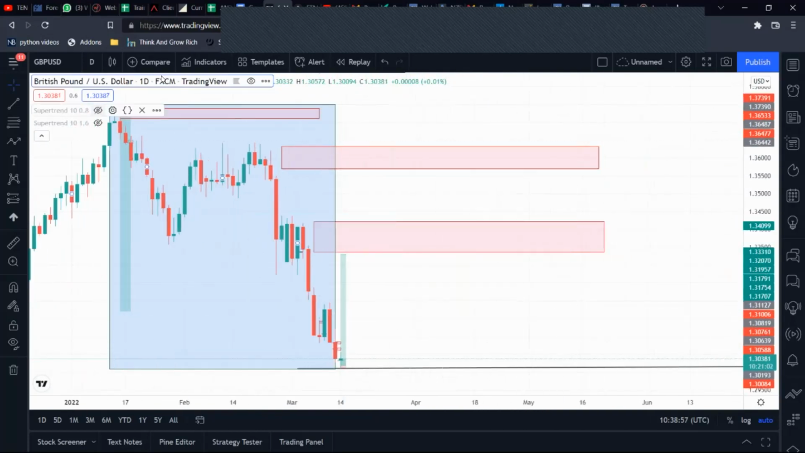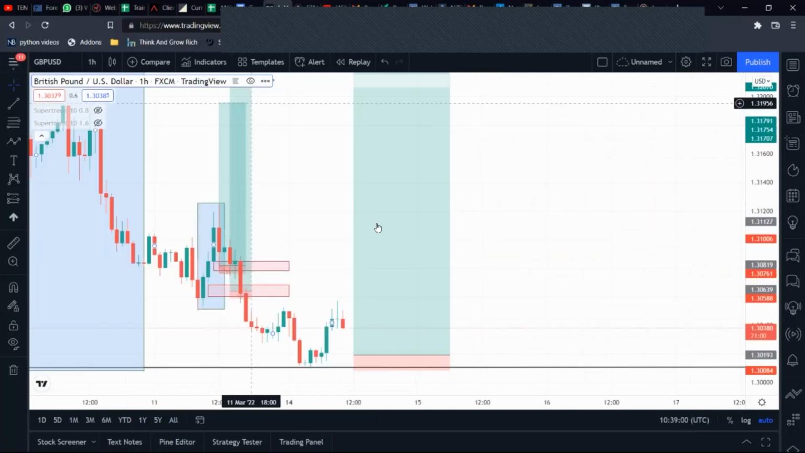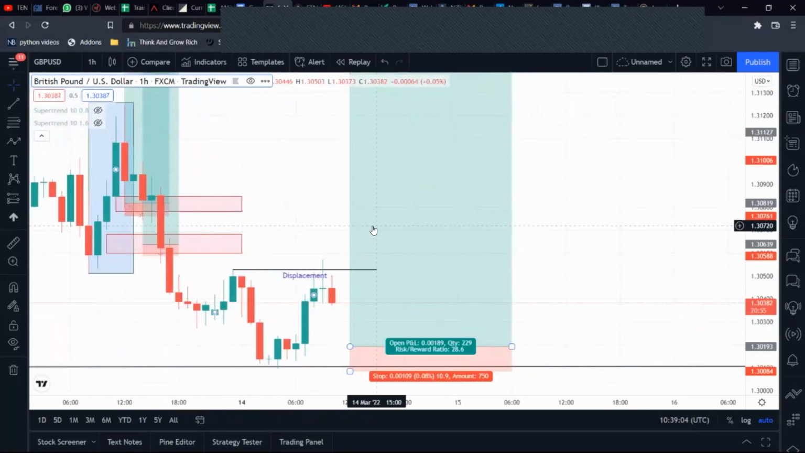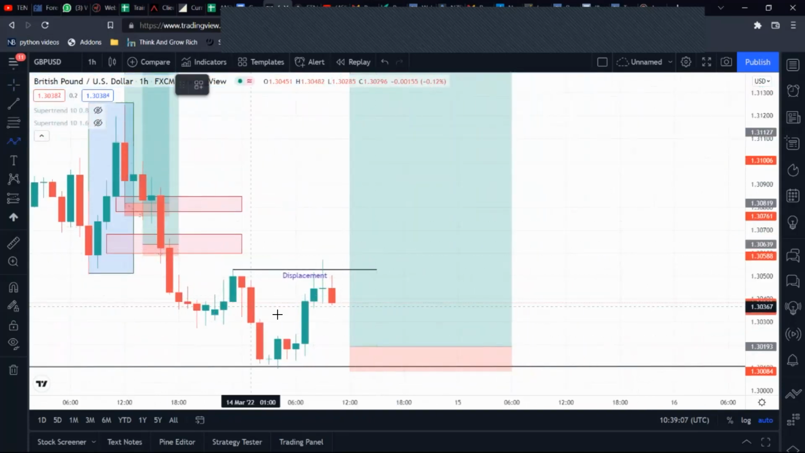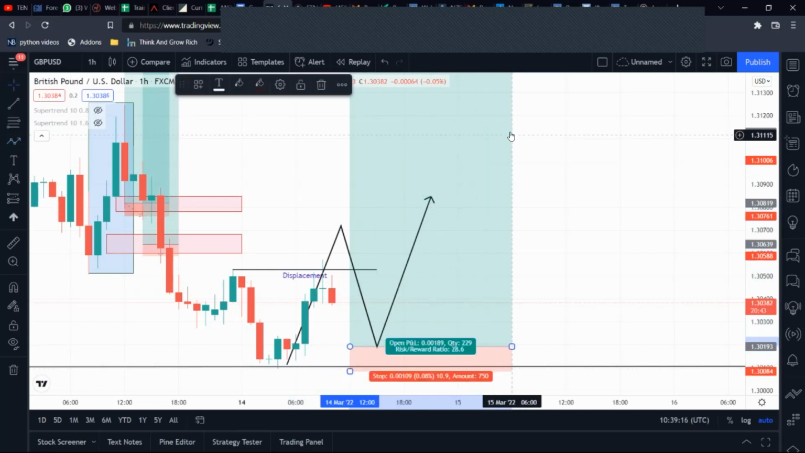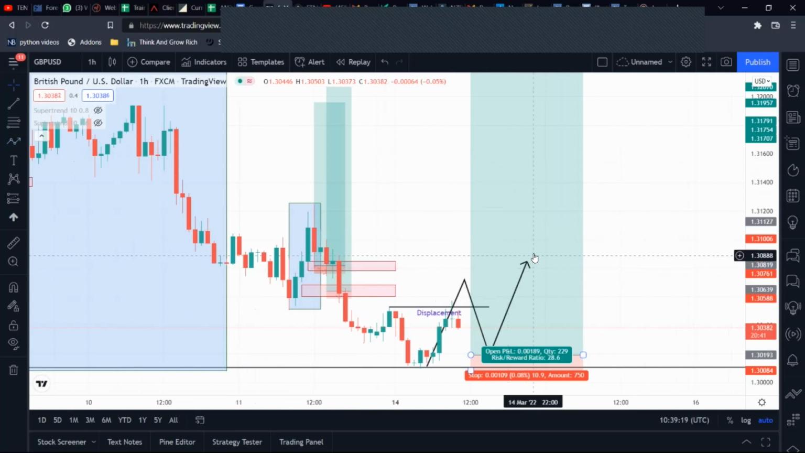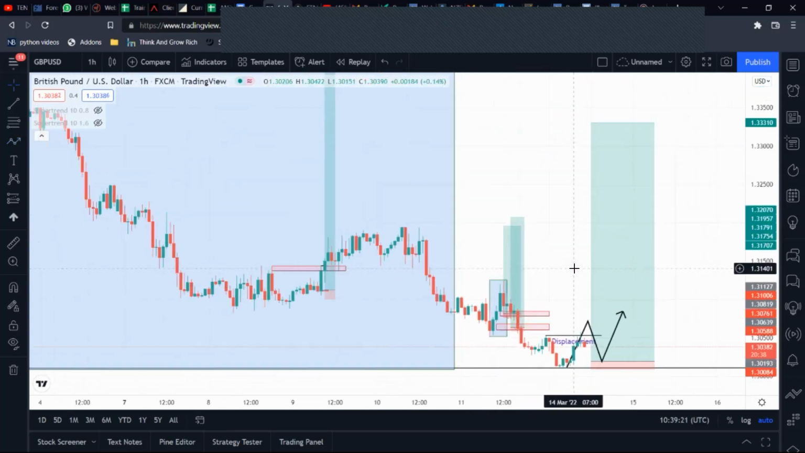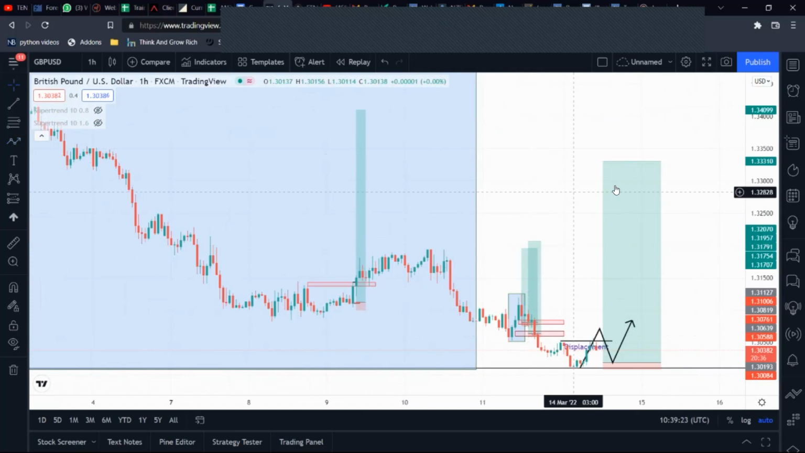So for now, what I would like to see is a structural shift. I want to see price close above this area I marked displacement, and then maybe push back down. So for price to push back up, close above here, and then push back down into something like this, and then I'll be looking to trade this higher. Obviously, I will partial out along the way, but my overall targets would be all the way up here, right? I think that's on GBP USD.